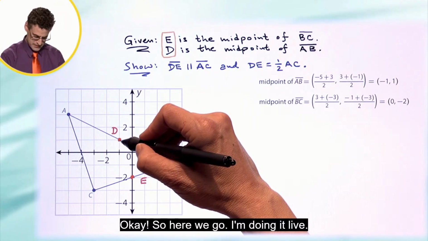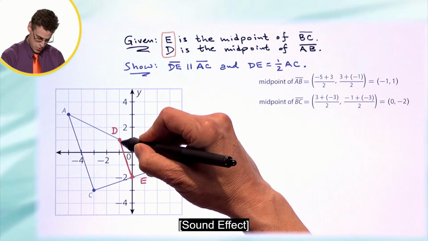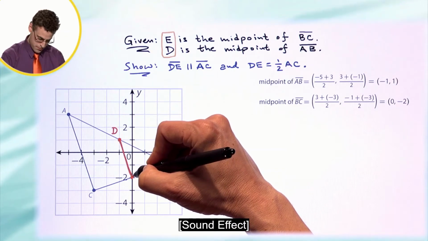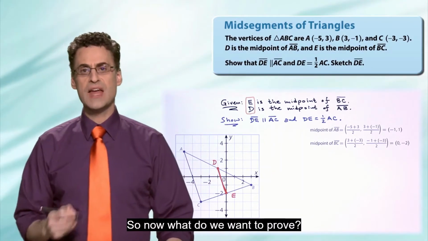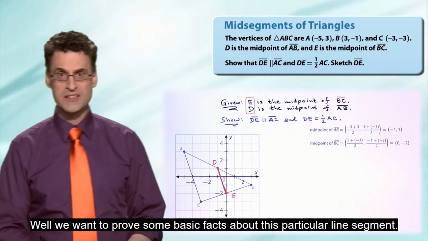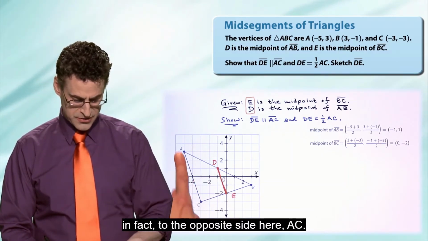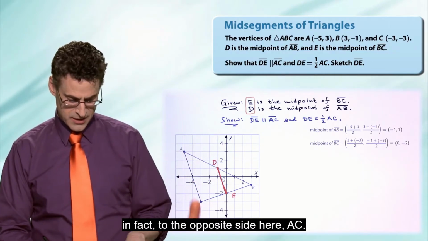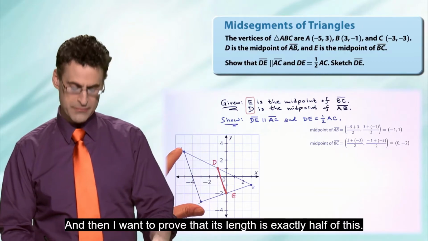Okay, so here we go. I'm doing it live. There it is. So now, what do we want to prove? Well, we want to prove some basic facts about this particular line segment. First, I want to prove that it's parallel to the opposite side here, AC, and then I want to prove that its length is exactly half of this.